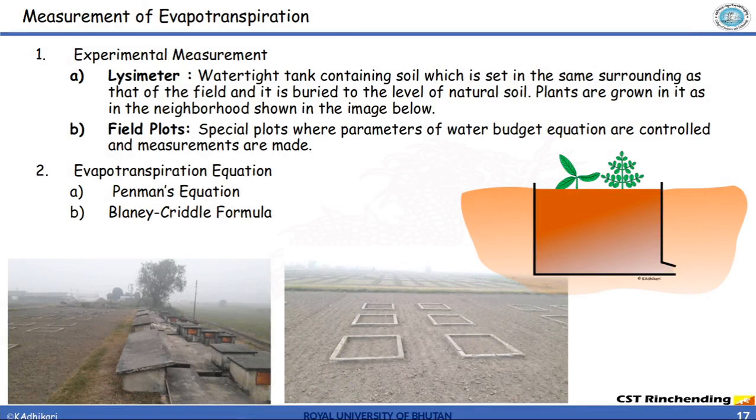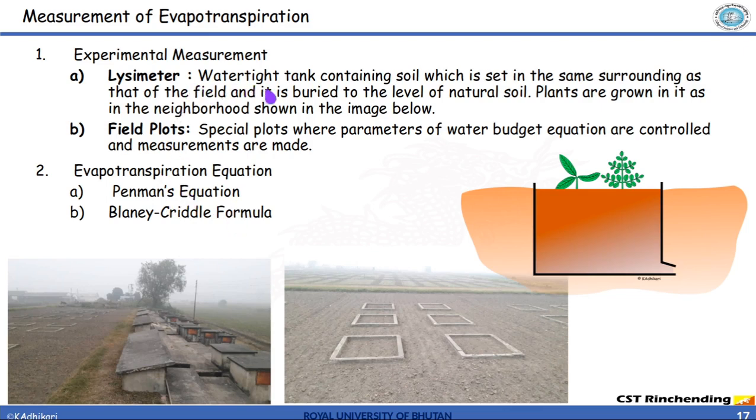Let's continue our discussion with measurement of evapotranspiration. Measurement of evapotranspiration for a given vegetation type can be carried out in two ways: using lysimeter or field plots, and there are many methods to estimate the evapotranspiration, such as Penman equation and Blaney-Criddle formula.